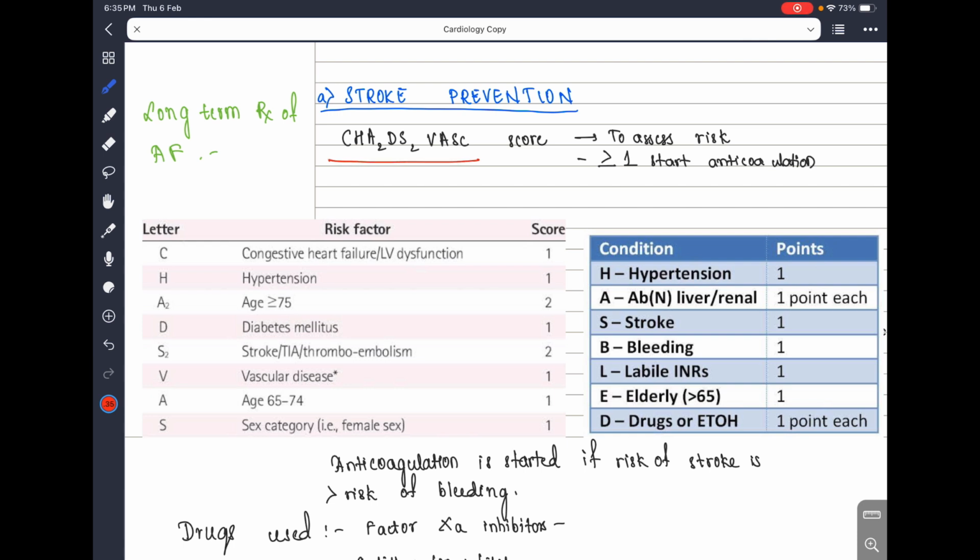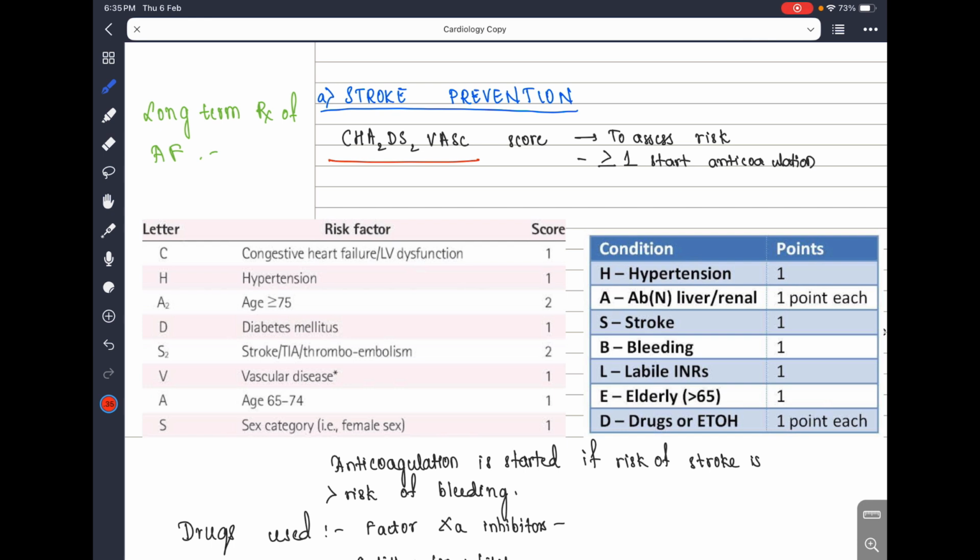Now everything is done. You treated the patient, you performed TEE, the thrombus was not there, so you gave cardioversion. 4 weeks of anticoagulation is done. Now you have to decide after 4 weeks whether to continue or not. For that, calculate the CHA2DS2-VASc score of the patient. Now let's see what this score is.